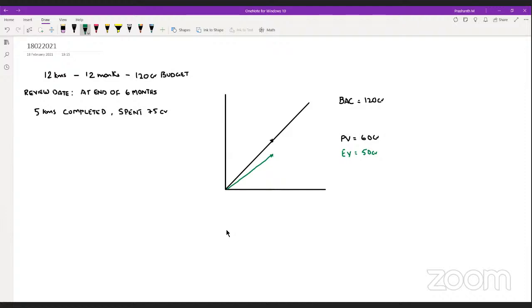Okay. Now, in order to lay this 50 crore worth of work, how much did we actually spend? 75. 75 crores we have spent. So we have spent 75 crores in order to earn this 50 crore worth of work. Actual cost is 75 crore. So let me connect that also to this.